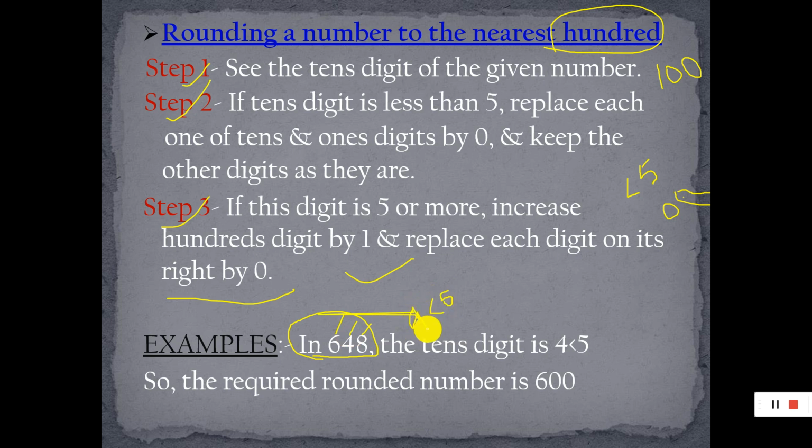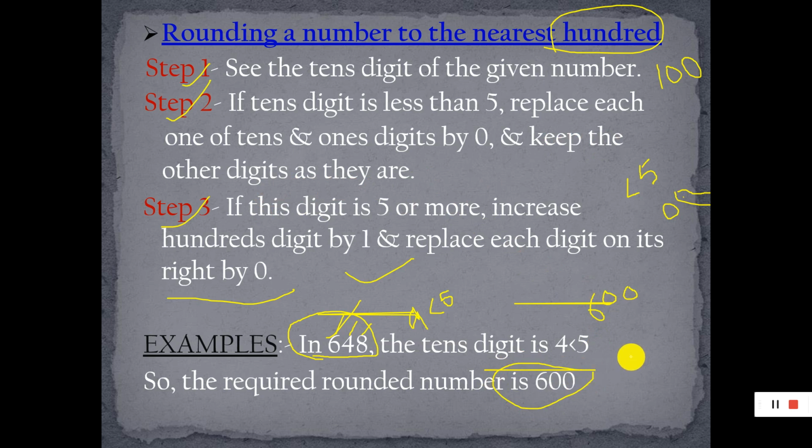So what can you do? Replace the ones and tens digits by 0 and keep the other digit as it is. So the round figure number is 600.